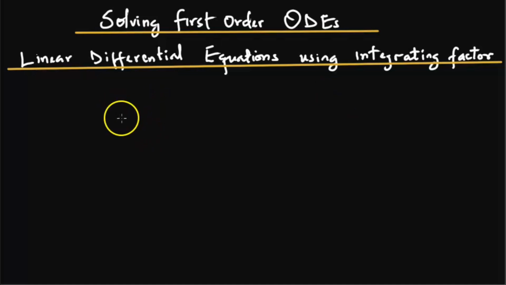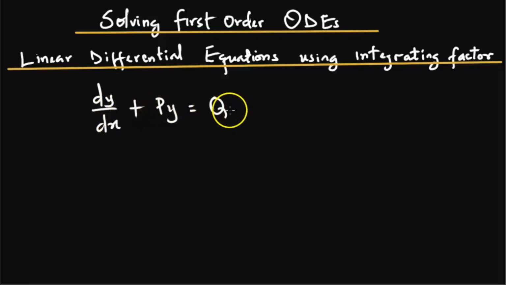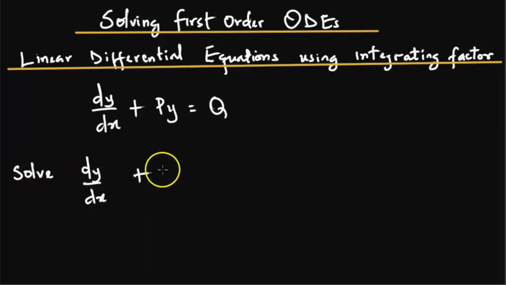The very first thing you need to know is that your differential equation must have a particular pattern. So your differential equation must look like this: dy/dx plus py equals q. So you can be asked to solve dy/dx plus 9y equals e^(2x).